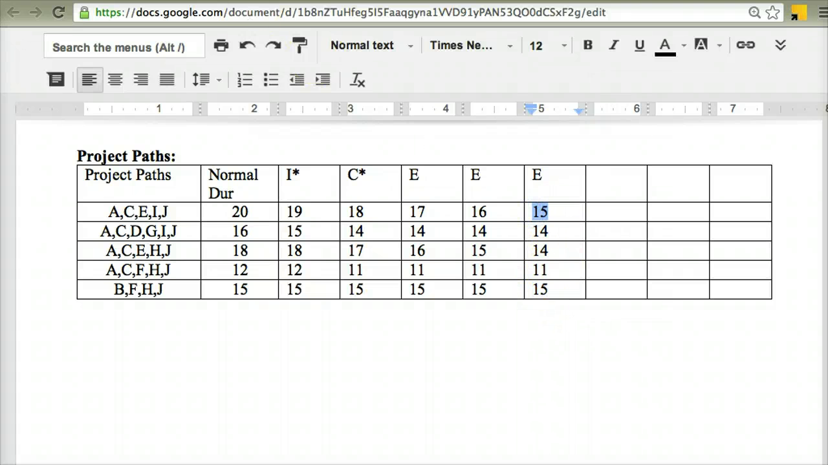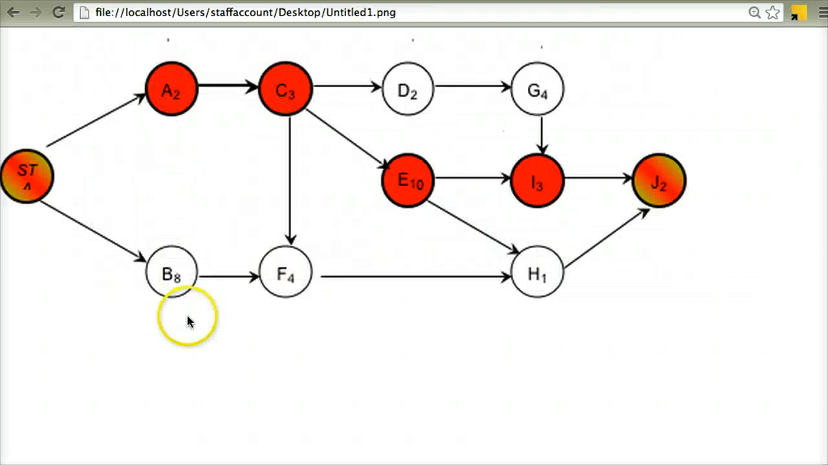So if I go back to my project network diagram and I pick out that path B, F, H, and J, that also now has become critical. It has a duration of 15 days, just like this original critical path has as well. So what I have is a dual critical path. I've got two paths that have the same duration.